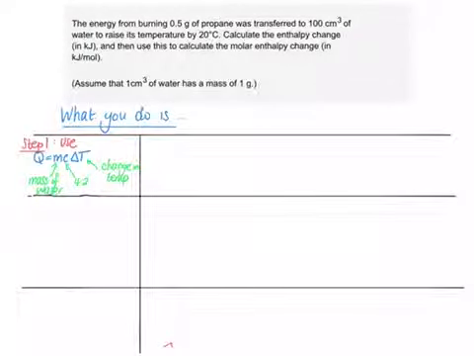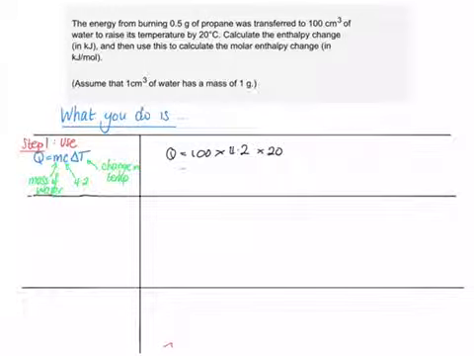So the first step is we're going to use Q equals mc delta T. The mass of the water is 100 centimetres cubed, and 100 centimetres cubed weighs 100 grams. So Q is 100 times by C, which we're told the specific heat capacity of water is 4.2. You'll be given this in the question or in a data book. Times by the increase of temperature, which is 20.